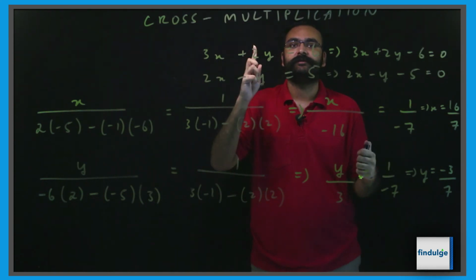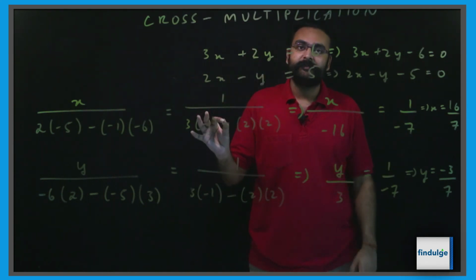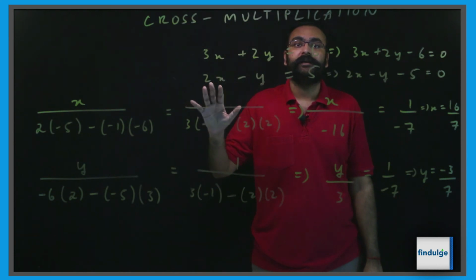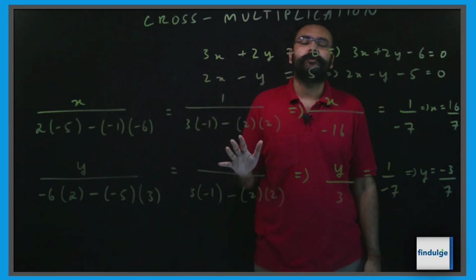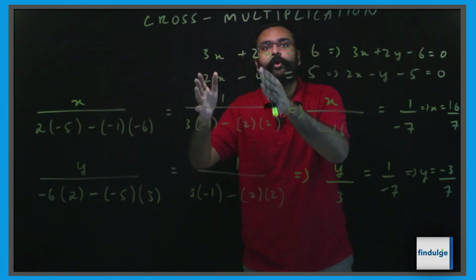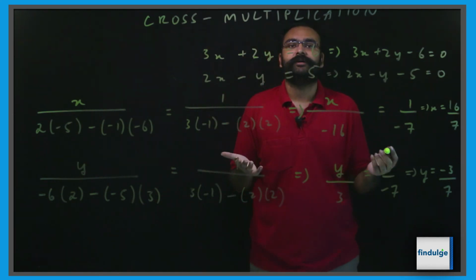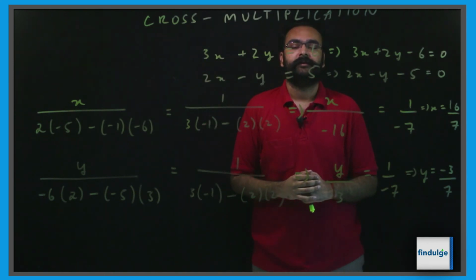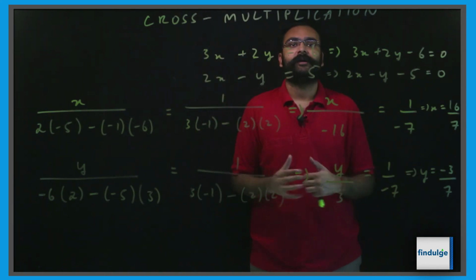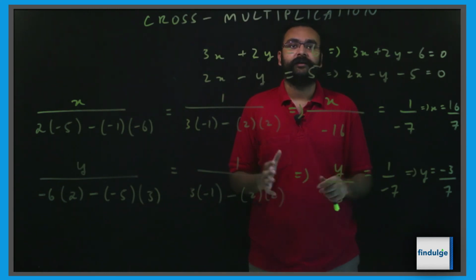The solution is a single solution. This method is not particularly useful for simple equations like this. It is useful for equations with big coefficients or in situations where you might have non-numerical coefficients. That is where cross multiplication method is particularly useful.